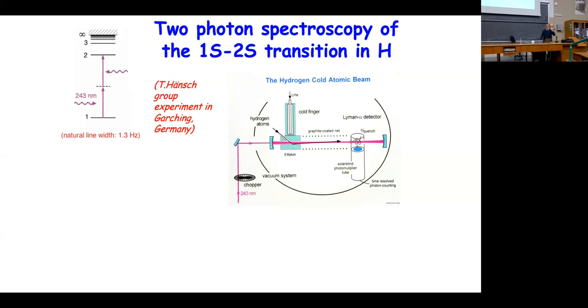Now the 2s state cannot decay by one photon because of the selection rule. So the 2s state is very long-lived. In fact, it has a lifetime of about 0.1 second. So it's very long-lived at the atomic scale.